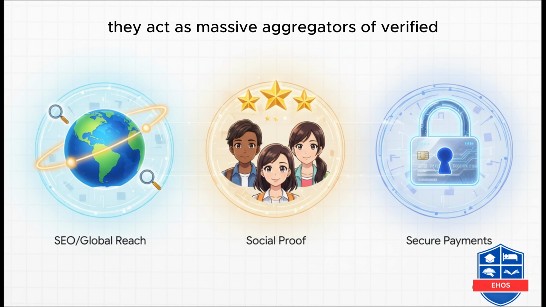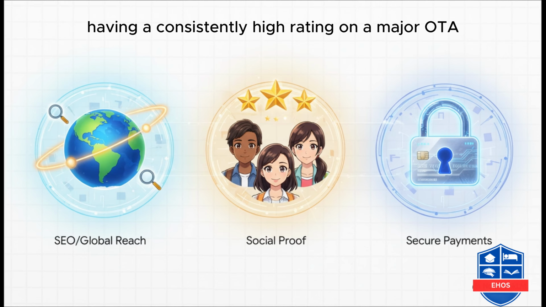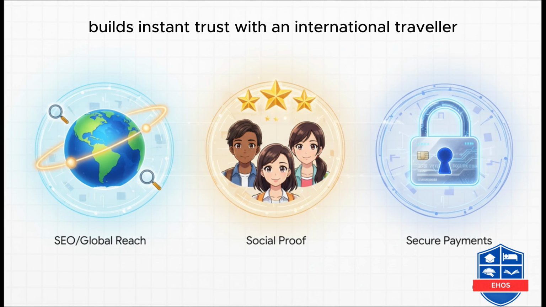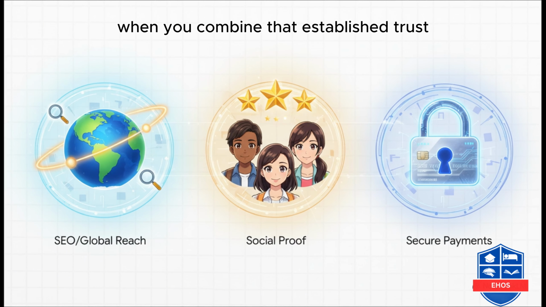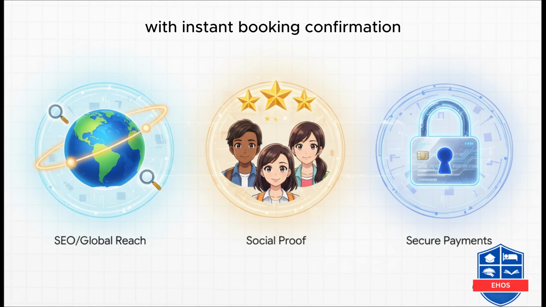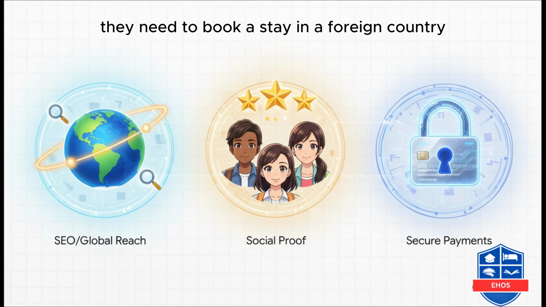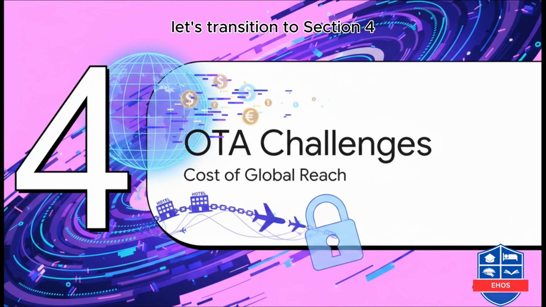On top of that, they act as massive aggregators of verified social proof. In a hyper-competitive market, having a consistently high rating on a major OTA builds instant trust with an international traveler who might never have even heard of your brand before. When you combine that established trust with instant booking confirmation, multilingual customer support, and highly secure payment processing, you're giving a traveler from the other side of the planet the unshakable confidence they need to book a stay in a foreign country.